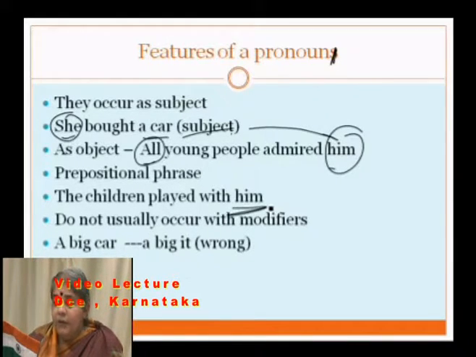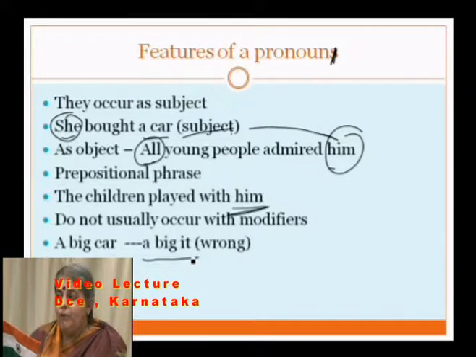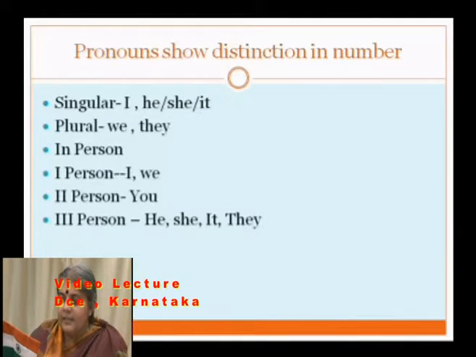They do not occur with modifiers. If I say a big car, you cannot have a sentence such as a big it. A man outside, he outside, you shall not have such a sentence. So, the first feature we saw of a pronoun is they occur as a subject, she bought a car. They occur as an object, all young people admired him. They occur in a prepositional phrase. They usually do not occur with modifiers.